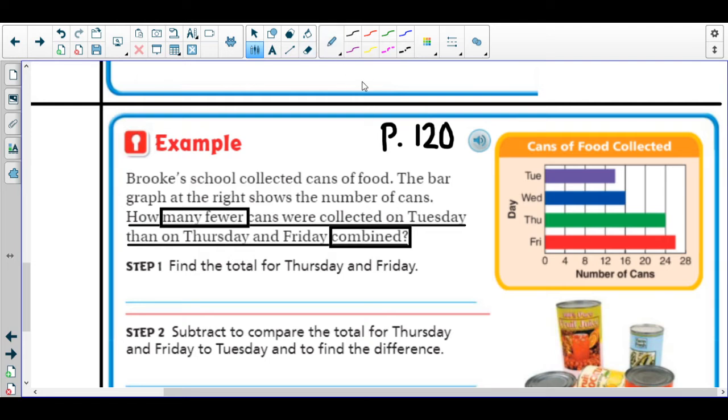So let me switch this over to this blue highlighter. So here's our Thursday, Friday combined right there. And then I can go ahead and I'll do this part in blue. So how many for Thursday? Well, let's see. We've got a scale of 4 here. So 4, 8, 12, 16, 20. There's 24.